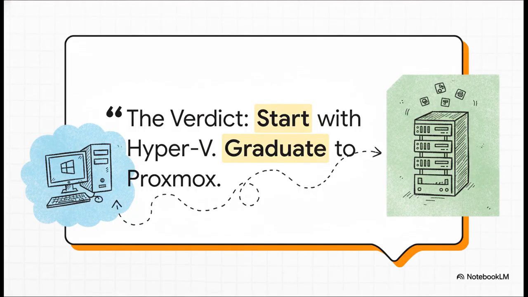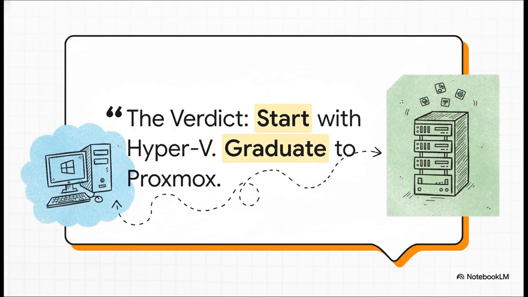So, what's the final verdict here? Honestly, it's pretty simple. Start with Hyper-V, but be ready to graduate to Proxmox. Think about it. Hyper-V is already on your PC. It's free. It's the absolute best way to just get your feet wet without any risk. Spin up a VM, build that first lab. But the moment you start to feel its limitations, the moment you say, I need more, Proxmox is that powerful next step. It's the upgrade path.